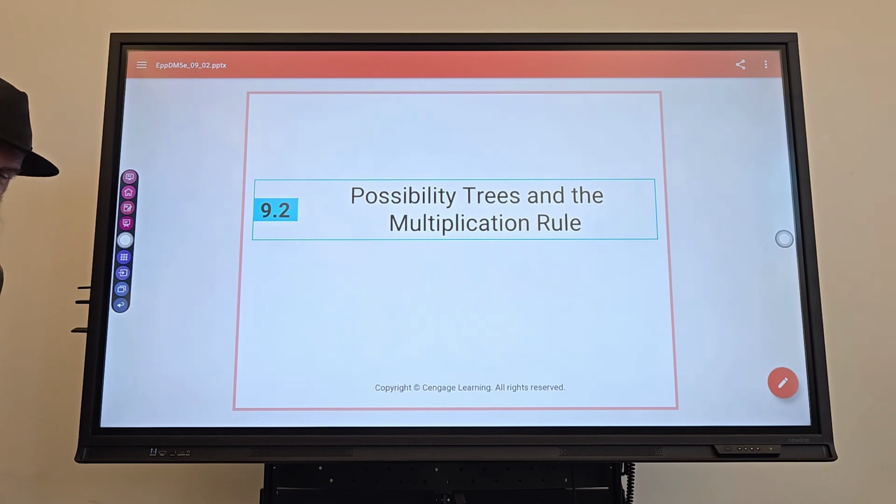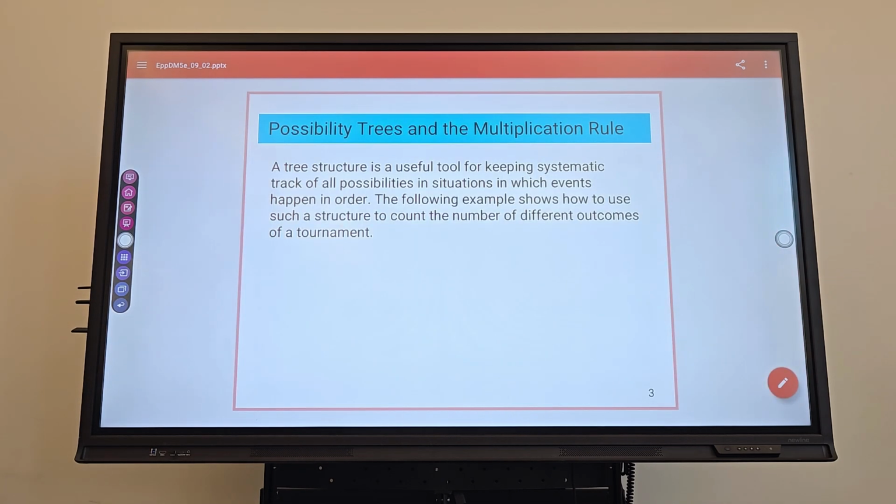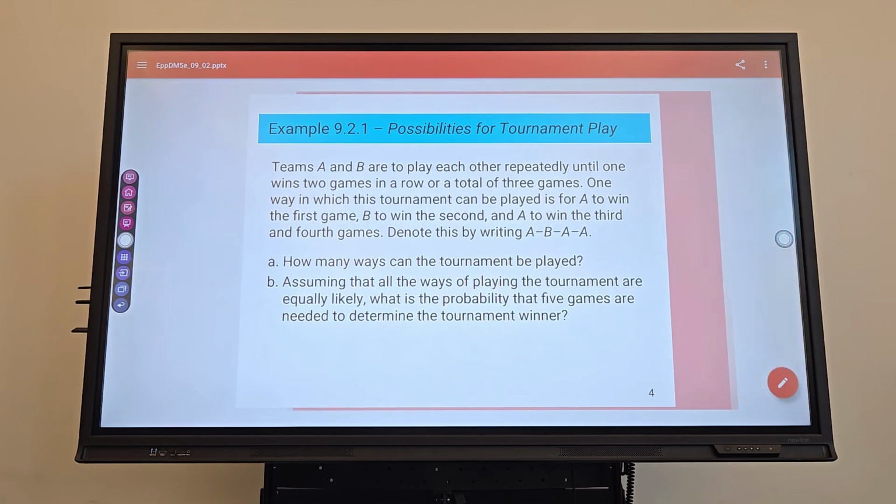Possibility trees and the multiplication rule. A tree structure is a useful tool for keeping systematic track of all possibilities in a situation in which events happen in order. The following example shows how to use such a structure to count the number of different ways a tournament can conclude.